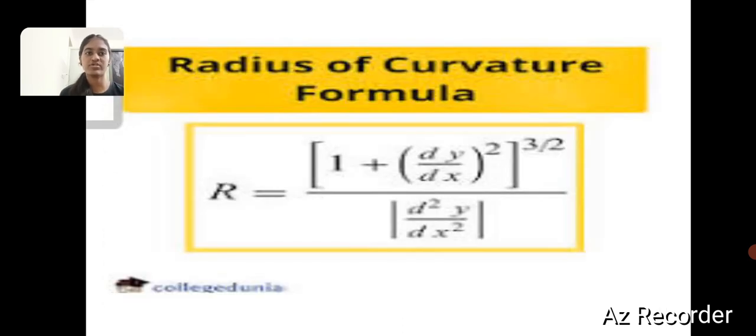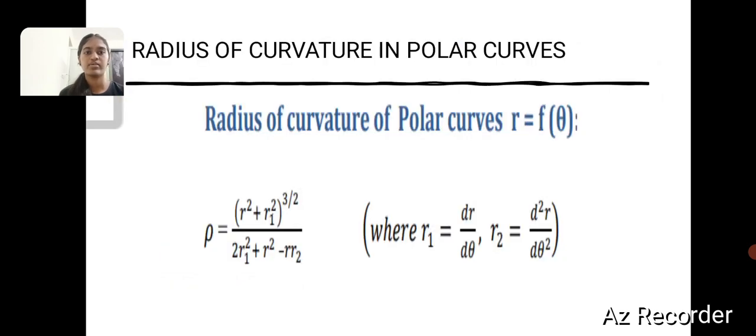The formula for the radius of curvature r is equal to (1 plus (dy by dx) whole squared) to the power 3 by 2, divided by d square y by dx square. Radius of curvature in polar curves.